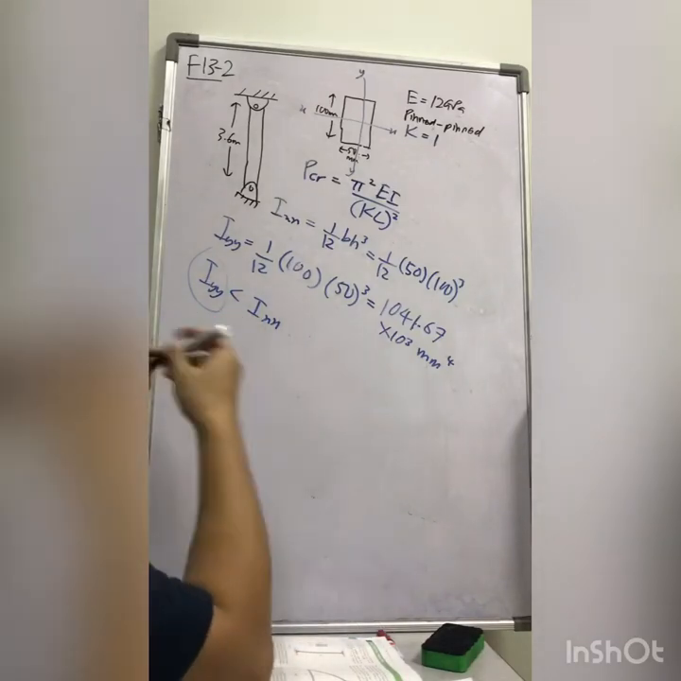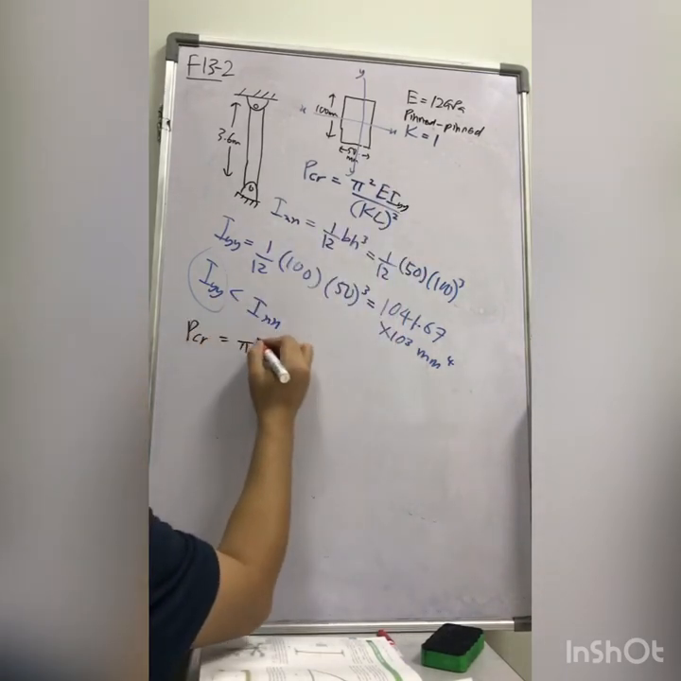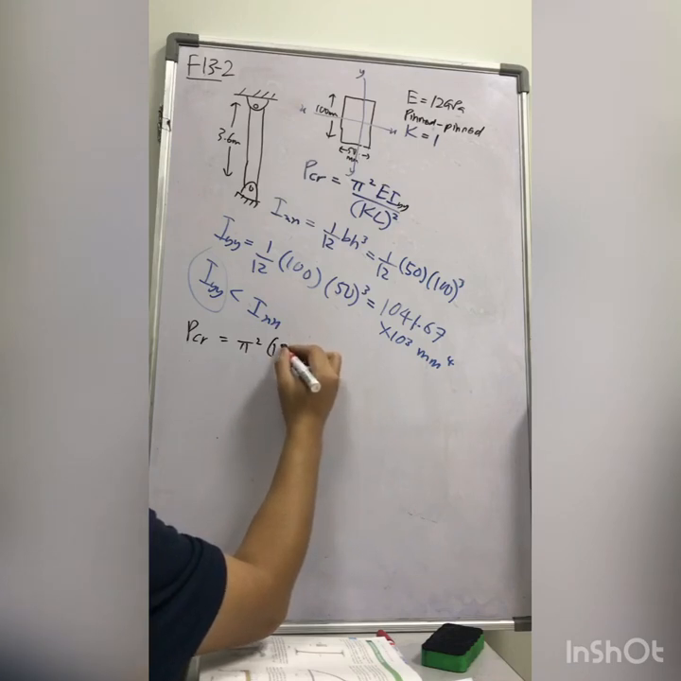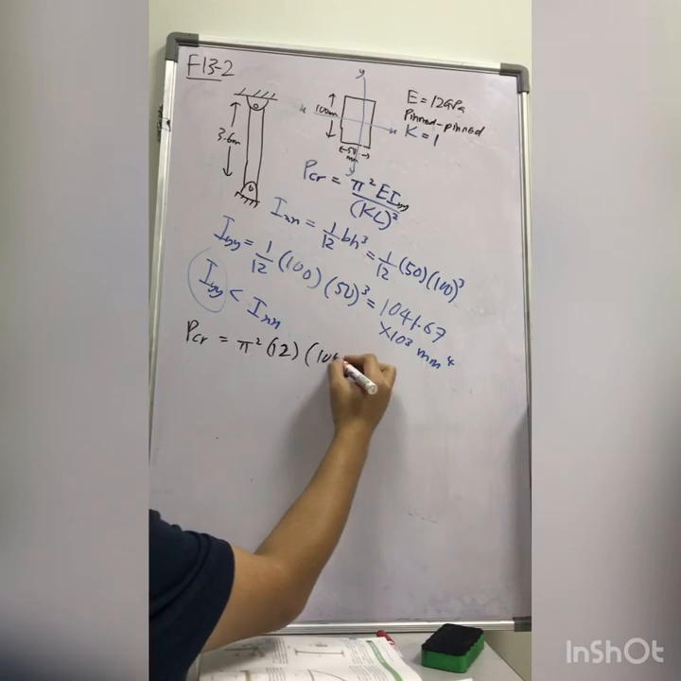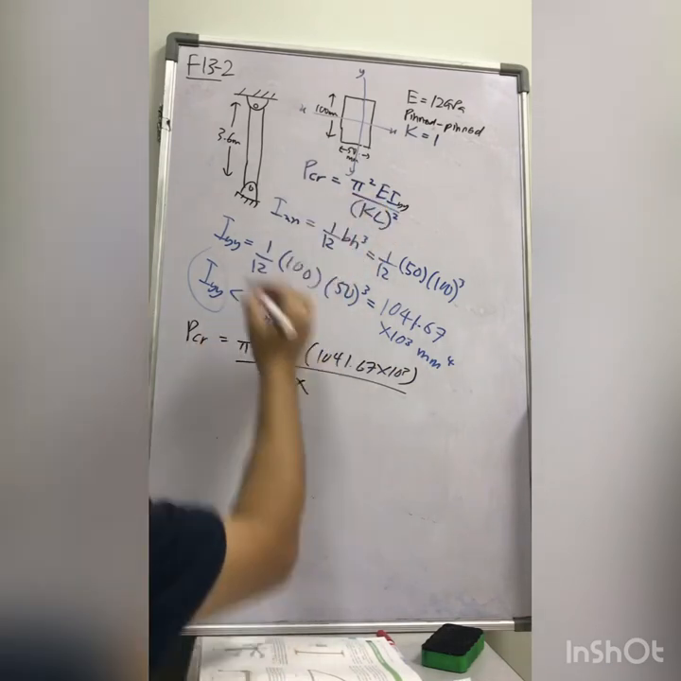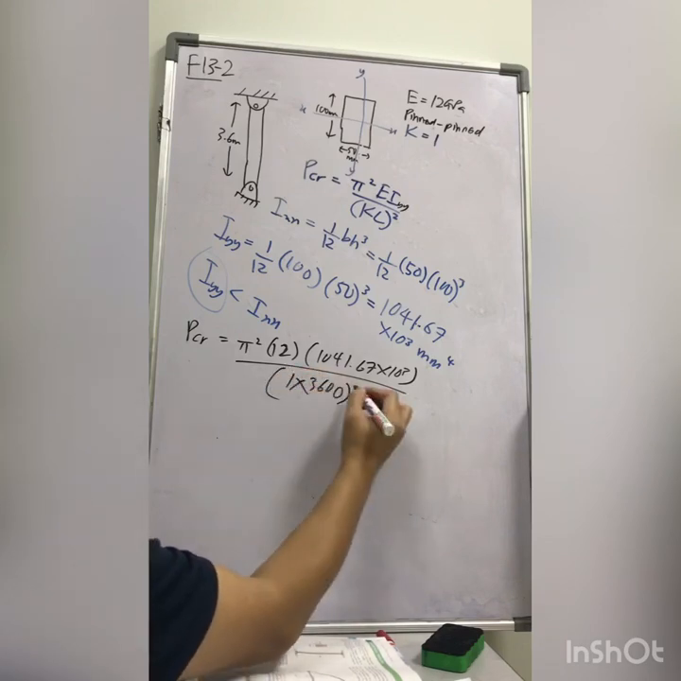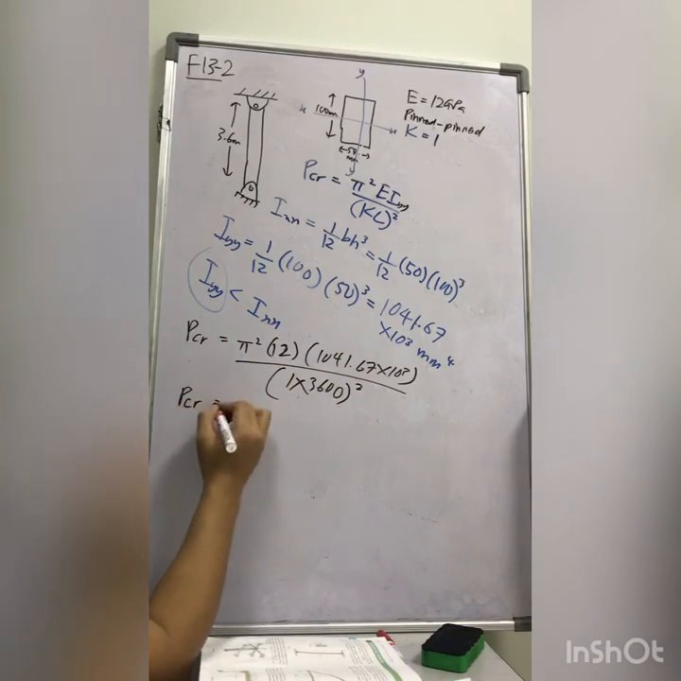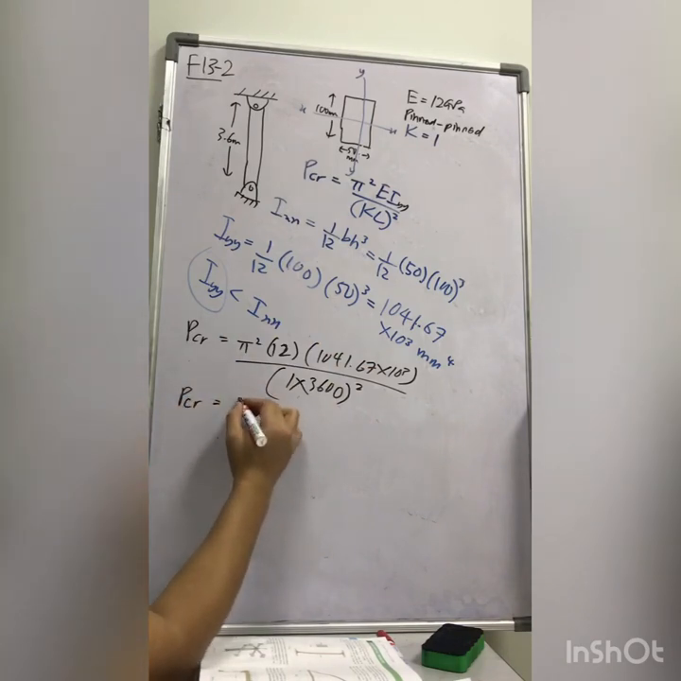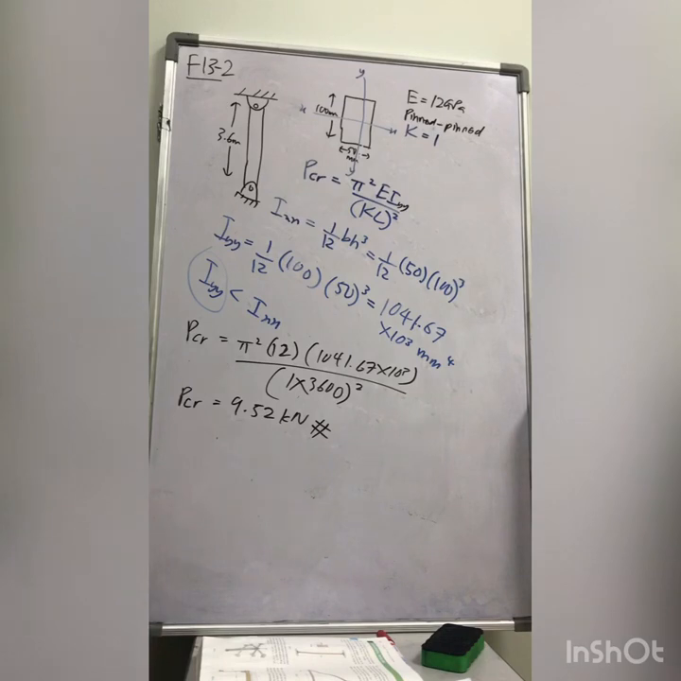Now your critical buckling load equation, now this is IYY, right? So P critical equals pi squared, E is 12 gigapascal, IYY is 1041.67 times 10 to the power of 3 millimeter to the power 4, and your K is 1 times L, length is 3600 millimeter, squared. So your critical buckling load here is 9.52 kilonewton. Of course, you can find your critical buckling stress if you want. You just have to divide this by your cross-sectional area.